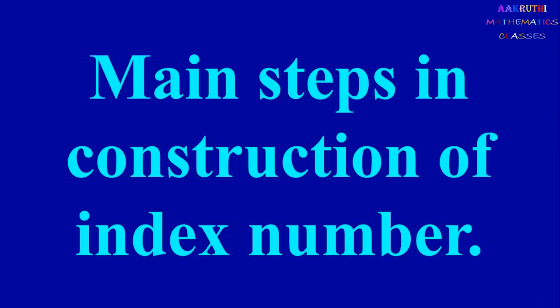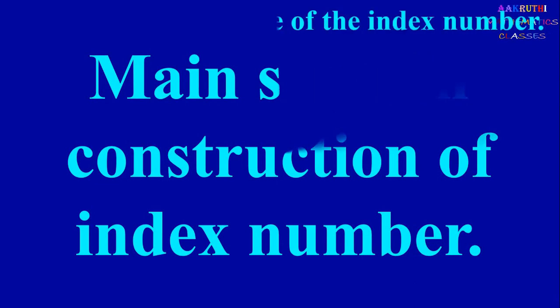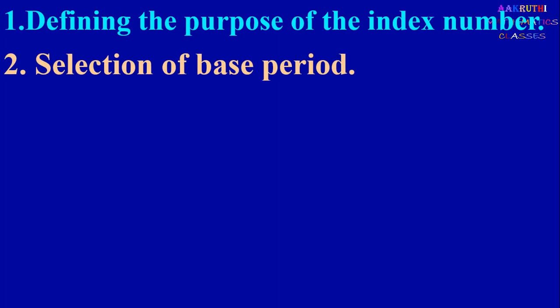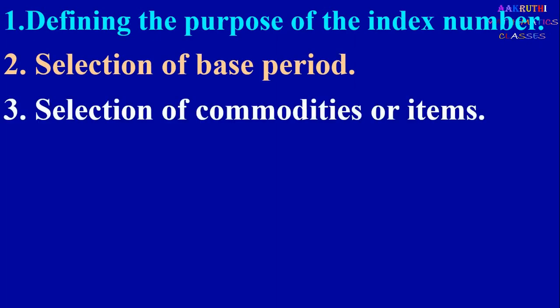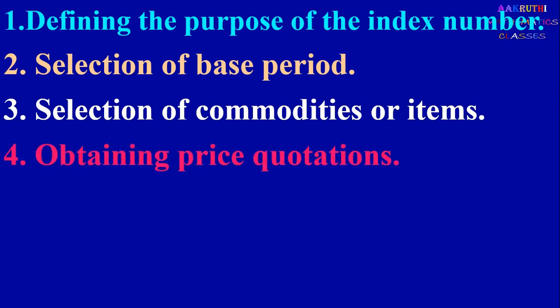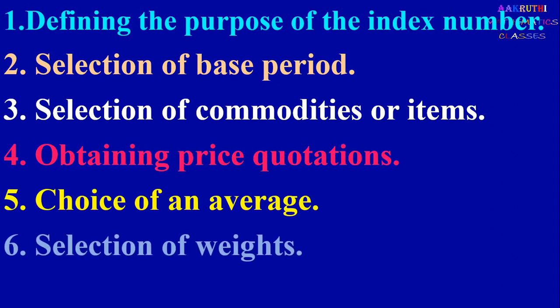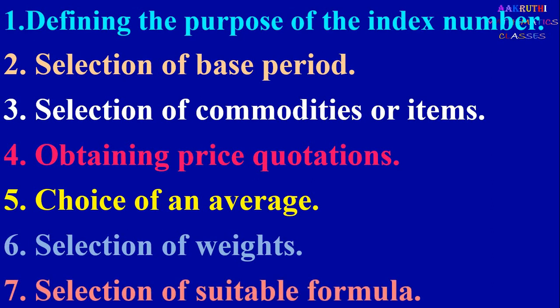First we see main steps in construction of index numbers. First one, defining the purpose of the index number. Second one, selection of base period. Third one, selection of commodities or items. Fourth one, obtaining price quotation. Fifth one, choice of an average. Sixth one, selection of weights. Seventh one, selection of suitable formula. So these all are important steps in construction of index numbers.